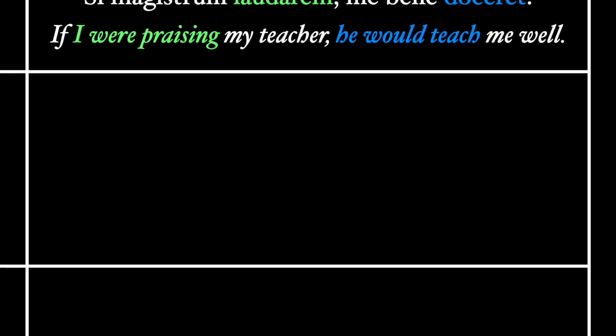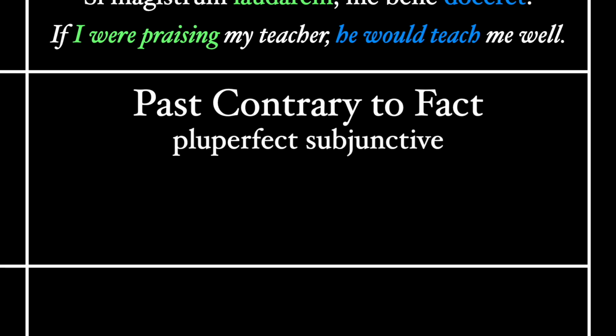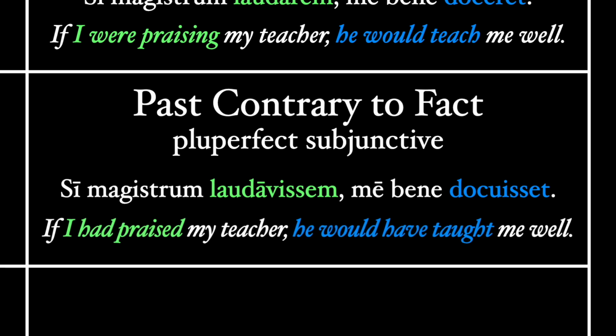The past unreal condition is the past contrary to fact, and this shows something that most likely didn't happen. Here, both our verbs are in the pluperfect subjunctive. Si magistrum laudavissem, me bene docuisset. If I had praised my teacher, and I really didn't, but if I had, then he would have taught me well.